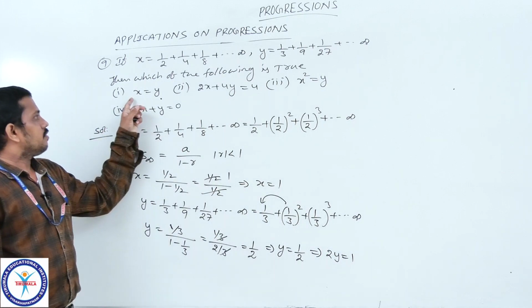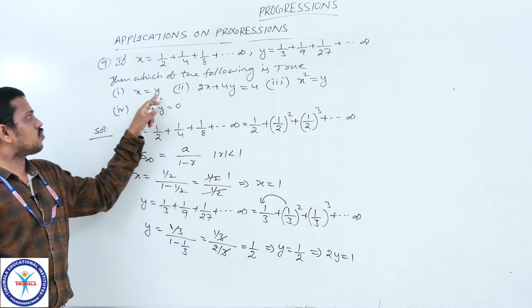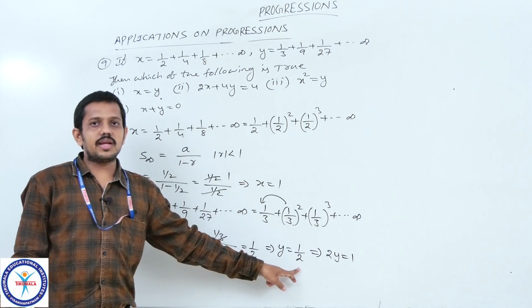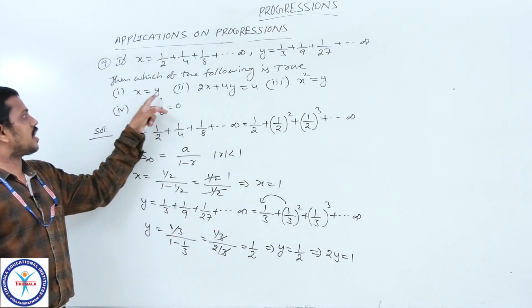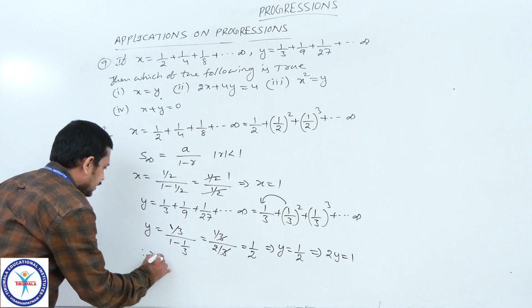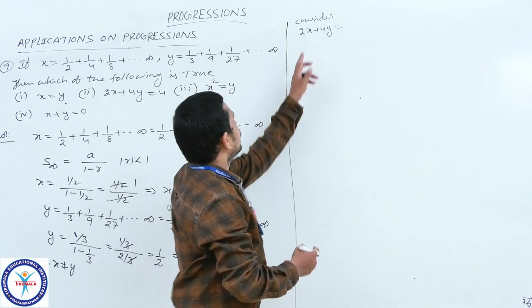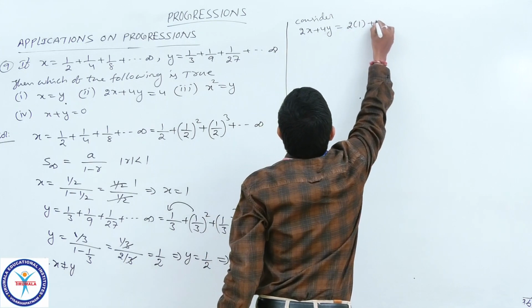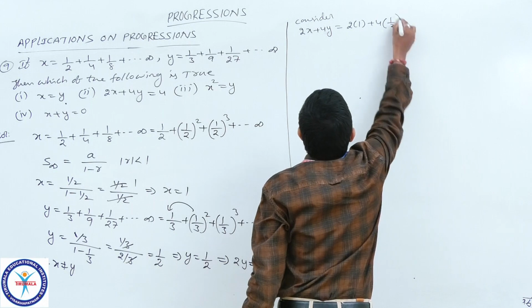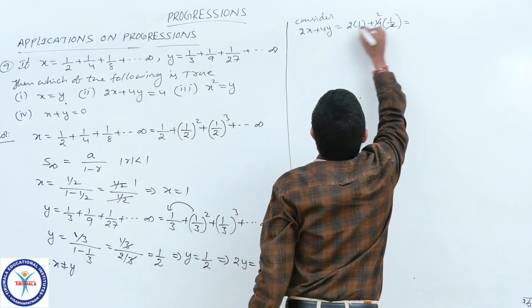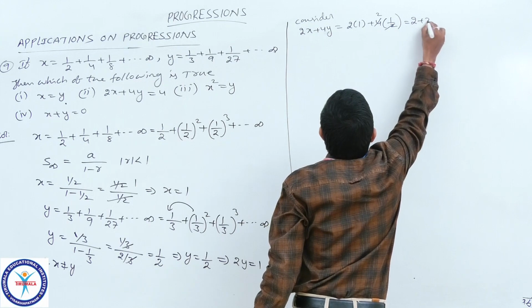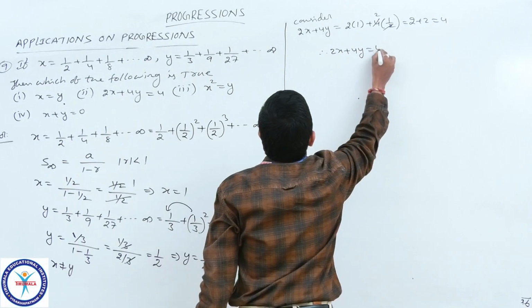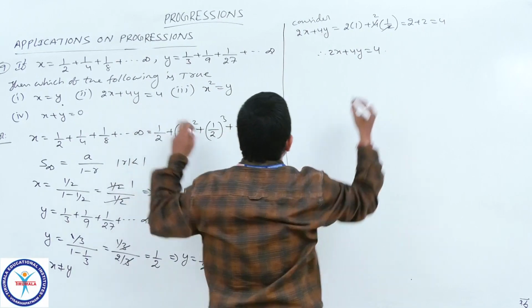Now here we will check the options. x is equal to y. What is x? 1. What is y? 1 by 2. Is 1 equal to 1 by 2? No. So x is not equal to y. Therefore x is not equal to y. So here consider 2x plus 4y. 2 into x, 1, plus 4 into y, 1 by 2. 2 times cancel. So 2 ones are 2 plus 2, which is equal to 4. Therefore 2x plus 4y is equal to 4. 2x plus 4y is equal to 4 is true.